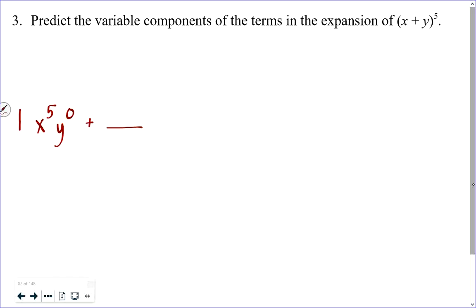So the second term will have a number times x to the 4 times y to the 1, and you certainly don't need to write the 1. The next term will have a coefficient times x cubed y squared. The next term will have a coefficient times x cubed y to the 1. The second to last term will have a coefficient multiplied by x to the 4.